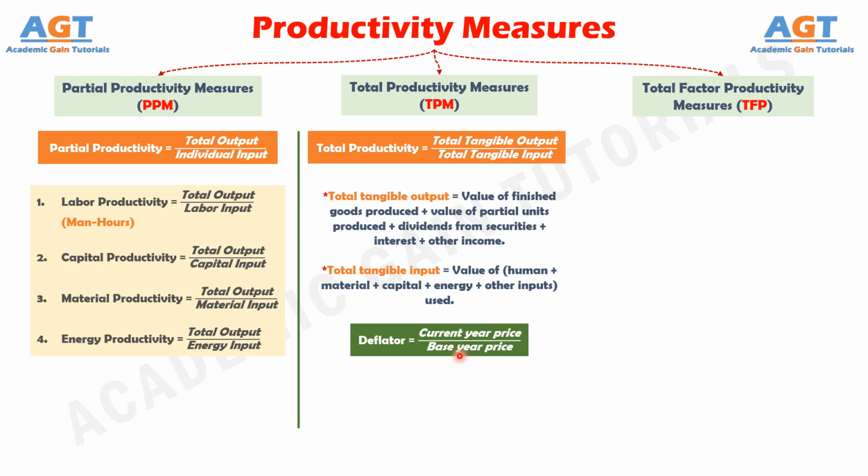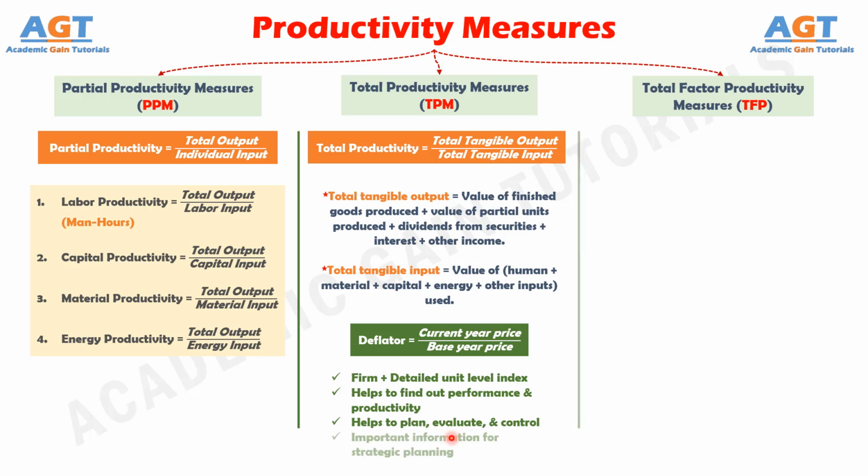Now, let's look at the features of total productivity measures. Number 1, total productivity measure gives both firm level and detailed unit level index. Number 2, it helps to find out the performance and productivity of the operational unit. Number 3, it helps to plan, evaluate, and control. Number 4, this is important information to strategic planners regarding expansion or phasing out decisions.